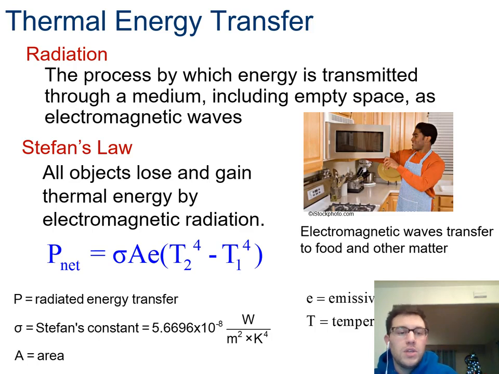That is represented mathematically using the equation P net equals Stefan's constant, which is the sigma symbol there, times area. Let me highlight them for you. Stefan's constant times area times emissivity times change in temperature. But it's a little bit different this time around because our change in temperature is temperature to the fourth, and it's also in Kelvin. How do we know that? Stefan's constant, this sigma, is always going to be 5.6696 times 10 to the minus 8th, and the units for that are watts divided by meter squared times Kelvin to the fourth. So you know that you have to be in meter squared, you have to be in Kelvin to the fourth.